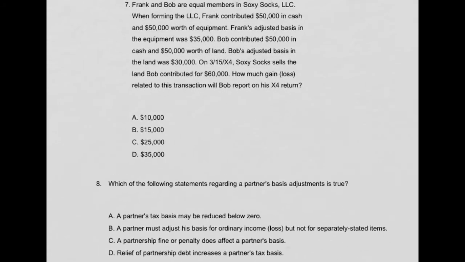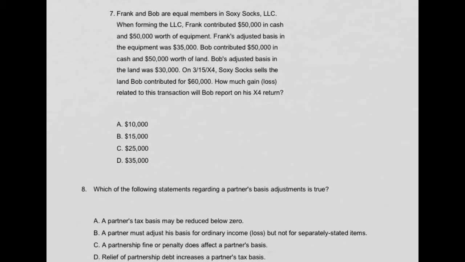Frank and Bob are equal members in Soxy Sox LLC. When forming, Frank contributed cash and equipment. Frank's adjusted basis in the equipment was $35. Bob contributed cash and land. Bob's adjusted basis in the land was $30. On 3/15/X4, Sox sells the land for 60. How much gain related to this transaction will Bob report on his X return?